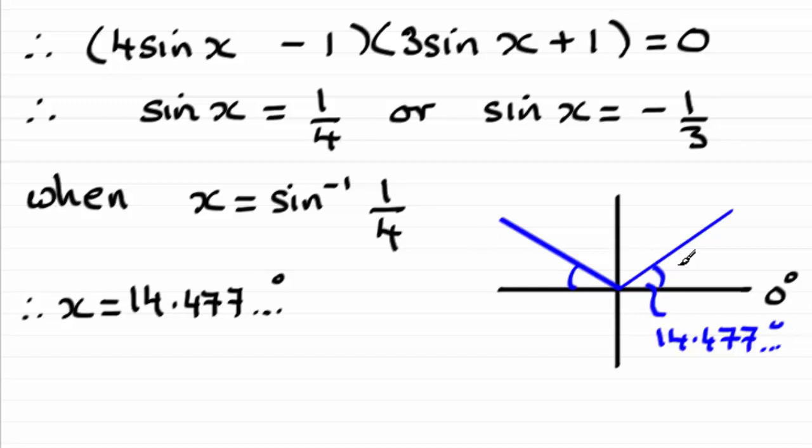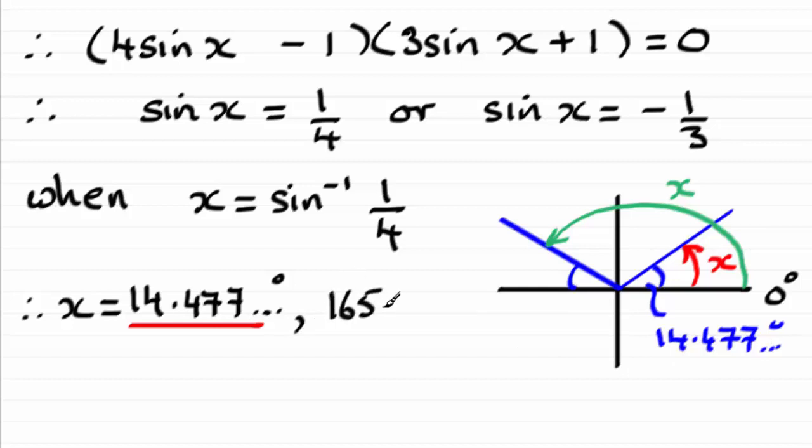Now, that's one of the solutions. When we turn in that direction, that's a possible x. That's this one here. And the other one that we want will be turning from here all the way around until we get to that line there. And that solution is just going to be 180 degrees minus 14.477 degrees. And if you do that, you'll find you get 165.522 and so on degrees. Okay, and that's that other solution there.